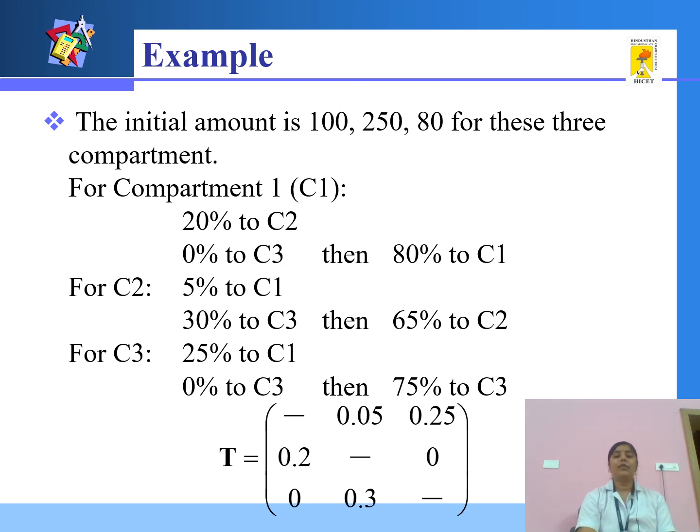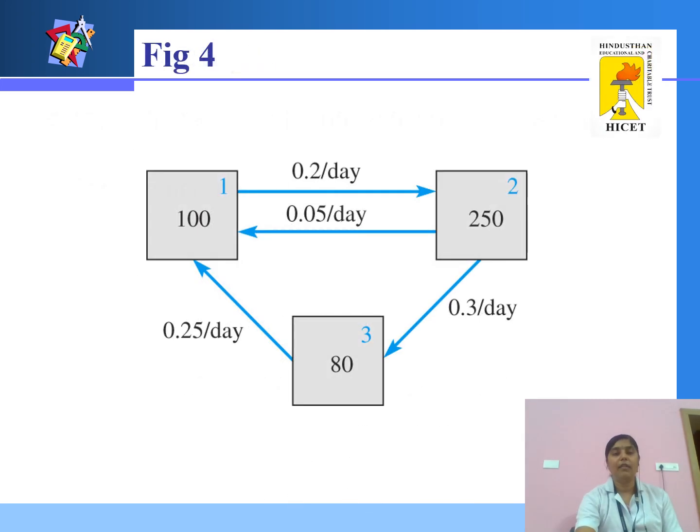So the initial amounts are 100, 250, 80 for these three compartments. For compartment 1, C1: 20% to C2, then 0% to C3, then 80% stays in C1. For C2: 5% to C1 and 30% to C3, then 65% stays in C2. For C3: 25% to C1 and 0% to C2, then 75% stays in C3. So you represent all these things in a T matrix form. This represents this diagram. We just apply the values in that diagram.